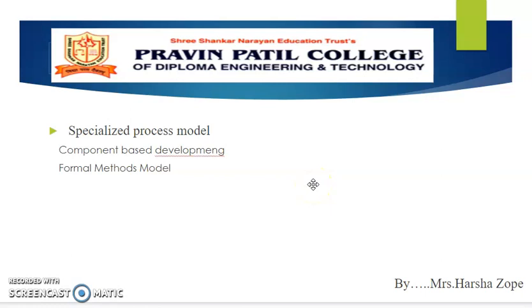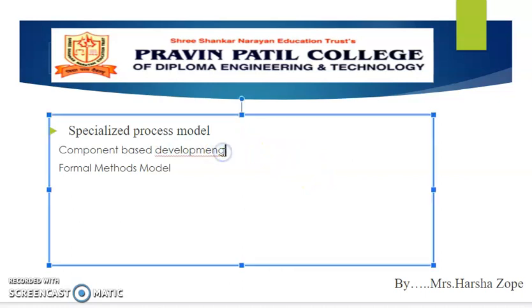Start with the specialized process model. In the last lecture, we studied three kinds of process models: waterfall model, RAD model, and incremental model. Next is the specialized process model. It is mainly considered in two parts: component based development and formal method model.